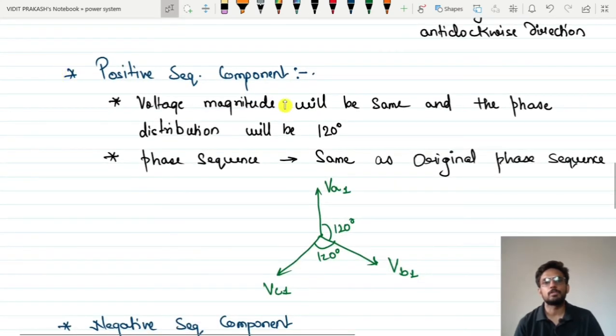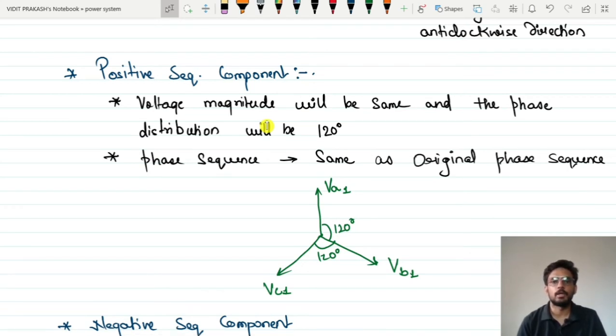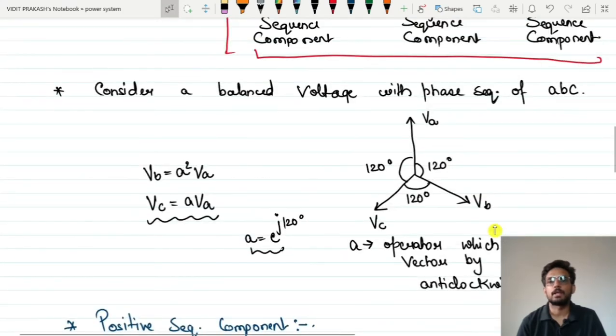Okay, now what is positive sequence component? Positive sequence component means the voltage magnitude will be same as the original voltage, the phase distribution will be 120 degree, and the phase sequence will be same as the original phase sequence. What was the original phase sequence? That is VA, VB, and VC.